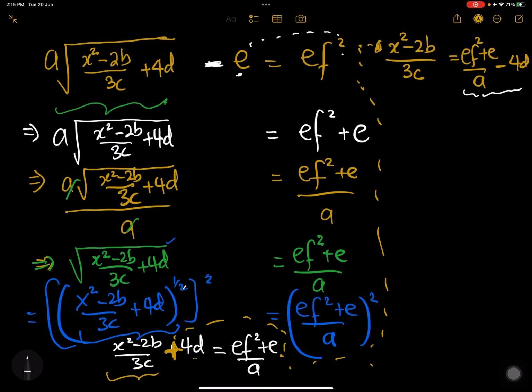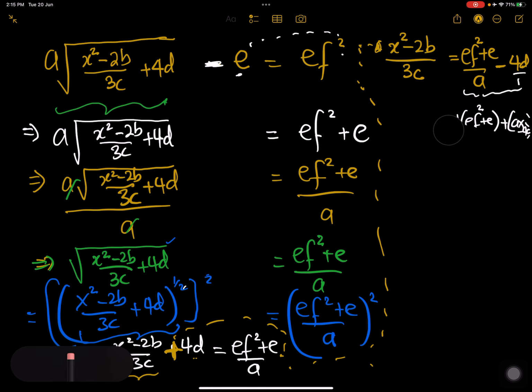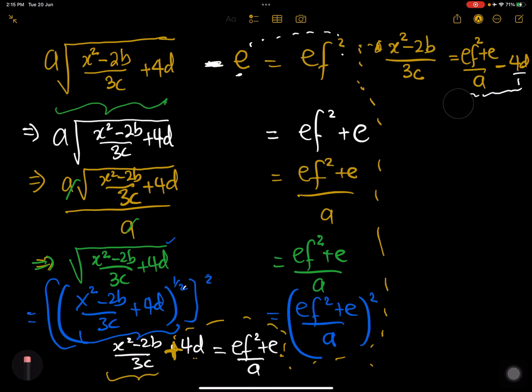So what do we do? We subtract the fraction. We're going to have this 4d just the same as over 1. That's going to multiply that. We're going to have 1 multiplying the EF squared plus E, and then plus this A multiplying the minus 4d. All right? Let me take that again.